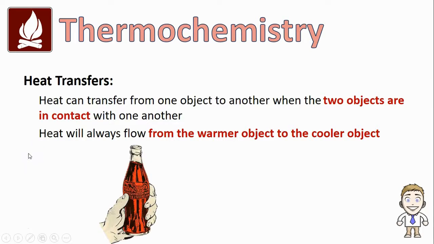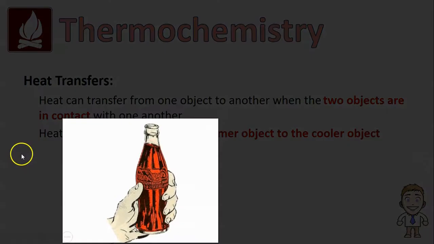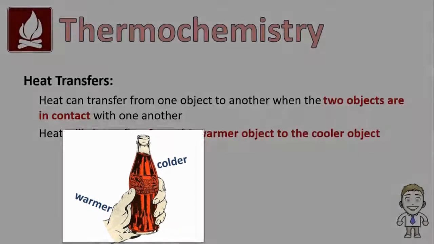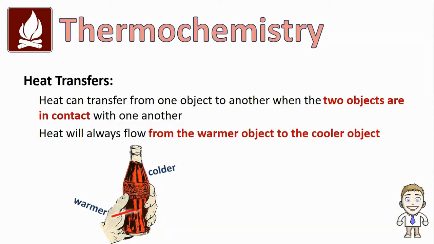Imagine picking up a cold bottle of soda. In this example, your hand is the warmer object, and it's in contact with the soda, which is the colder object. So according to the principle, your hand is transferring heat to the soda because your hand is warmer and the soda is colder. That's why the soda feels cold. What's actually happening is that you are losing the heat from your hand, so your hand gets the sensation of cold.